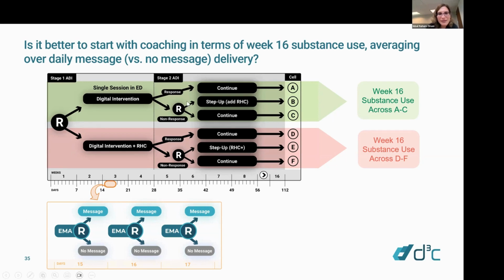We're testing this effect in the context of delivering these just-in-time interventions. That's why the interpretation of the effect is different, but the analysis is exactly the same simple analysis.